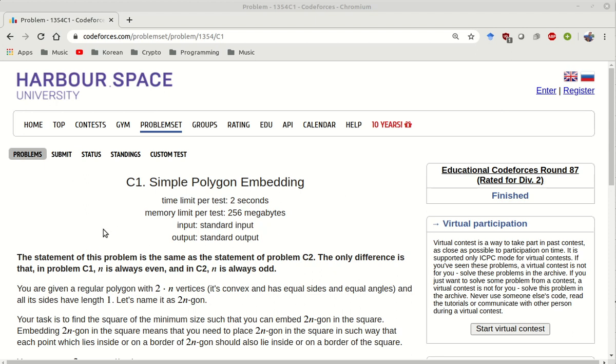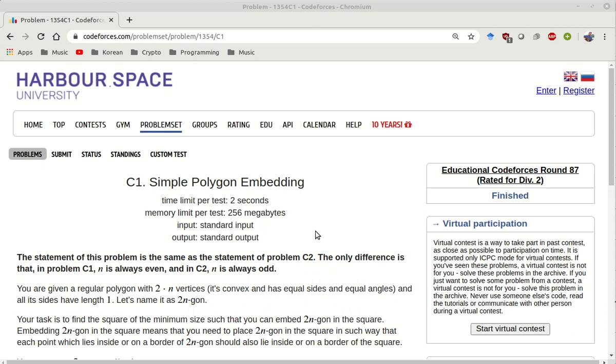So the problem is actually a geometry problem. We're given a positive integer n, and we're looking at the regular polygon with 2n vertices, so that its side length is 1. And we're interested in finding a square of minimum size such that you can embed this 2n-gon in the square, so that no corners or any points would go over the area of this square, and we're looking for a minimal of such squares.